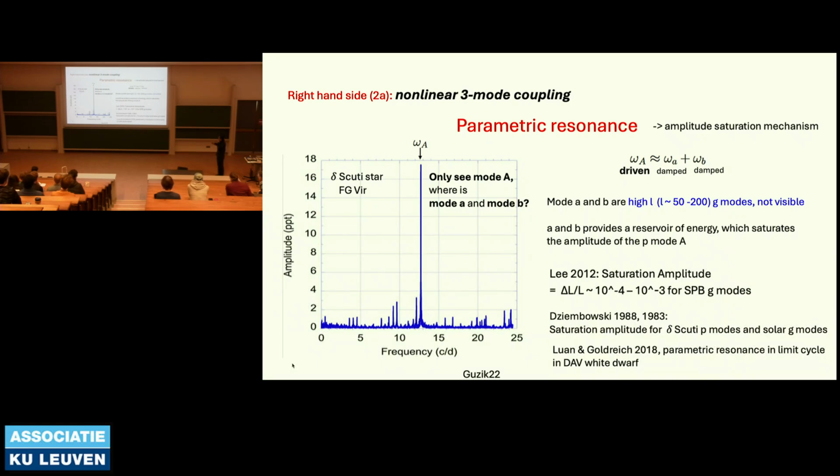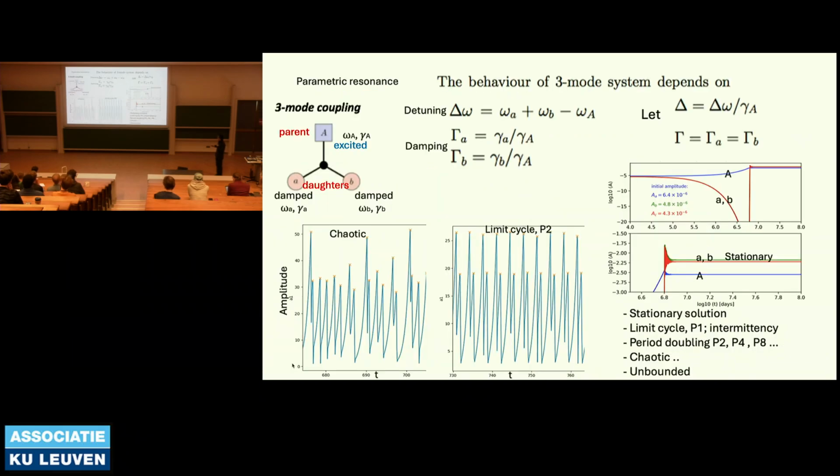This parametric resonance can act as an amplitude saturation mechanism to saturate the amplitude of this mode. Yumin Li has calculated the saturation amplitude for SPB stars, slowly pulsating B stars. We gave some very reasonable luminosity perturbations. And Dziembowski calculated for delta Scuti star p modes. And also there are some other papers talking about the different mode behavior when the three modes couple to each other. So indeed, in this three-mode coupling case, the mode behavior can be very different.